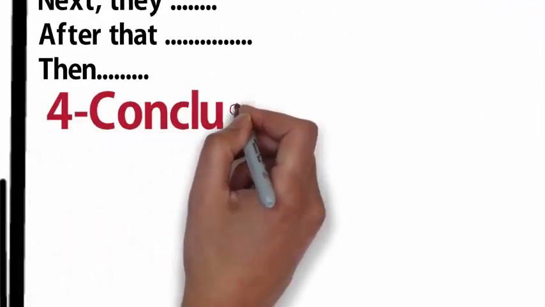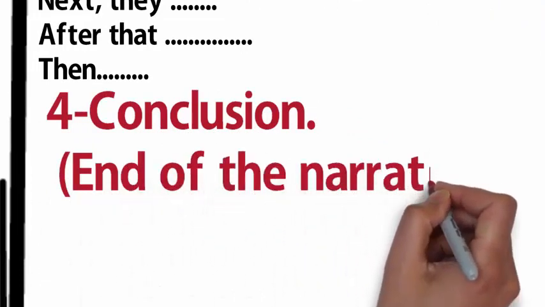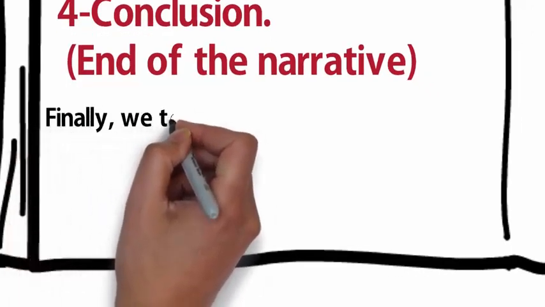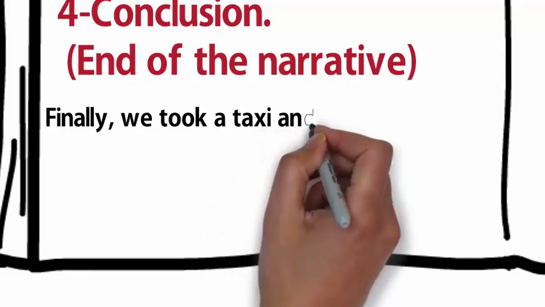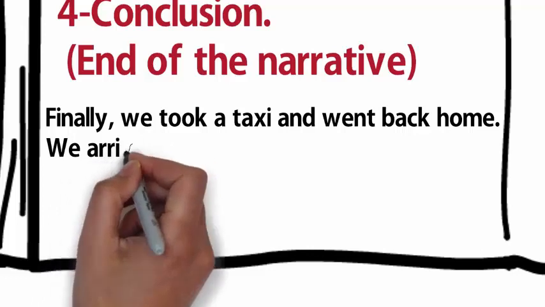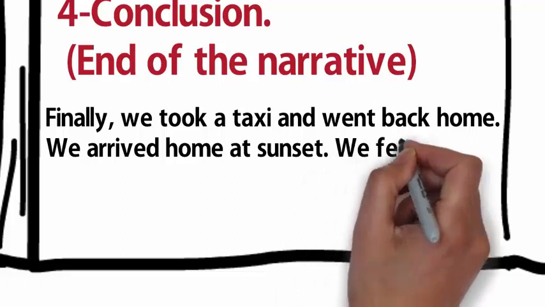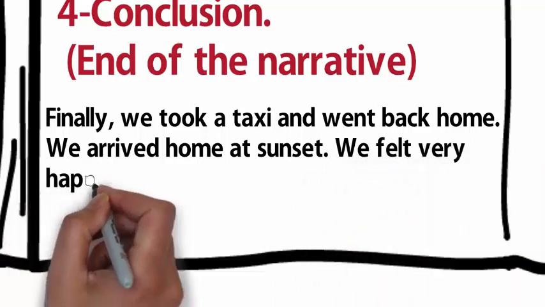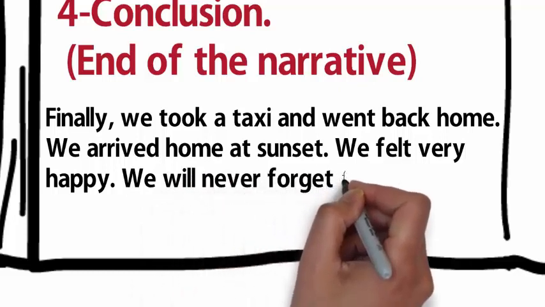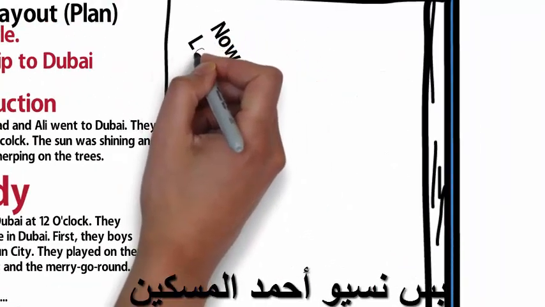So, and finally, the conclusion. The conclusion is actually the end of the narrative or the end of the story. Now, in the end of the story, we have something like finally, which is a good word. We took a taxi and we went back home. We arrived in our home at Madinat Zayed or Al Dhafra at sunset. We felt very happy. We will never forget this trip, because they had a great time, right? So they enjoyed it.